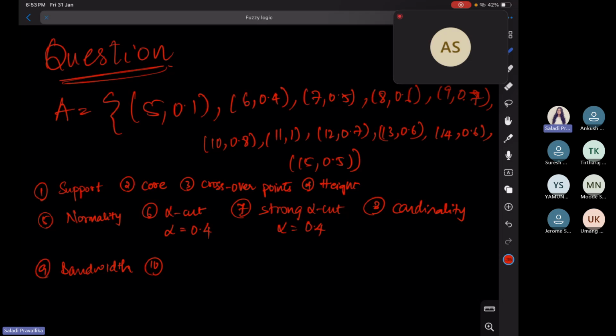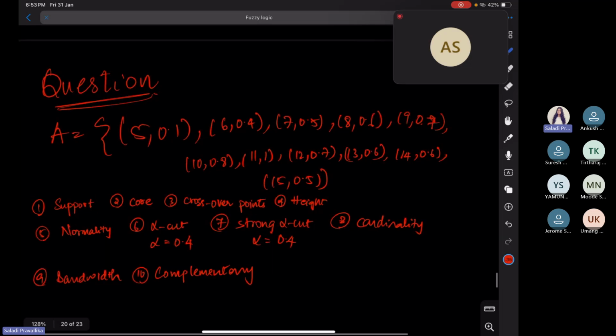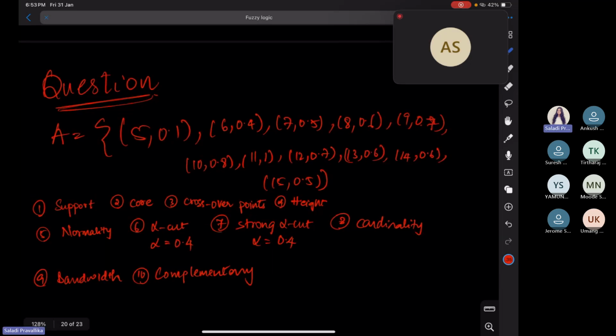We'll also find the complement. Find all these 10 for a given fuzzy set A. Okay, let's take time till 7:10, and we'll come back again with the answers.